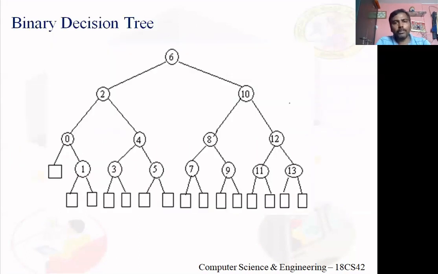So similarly, for the elements at index 2 and 10, 2 comparisons. Clear? For the elements at index 0, 4, 8, 12, what? 3 comparisons.